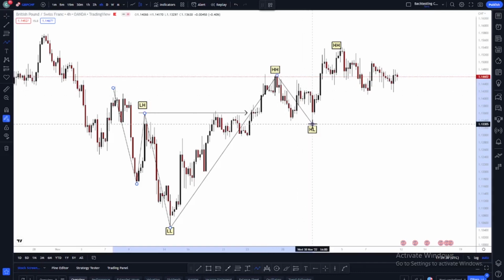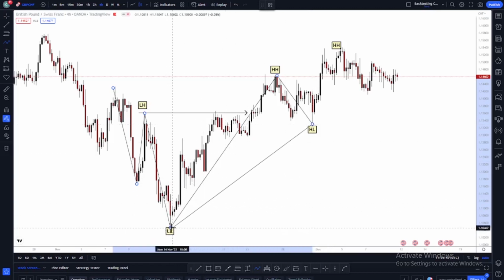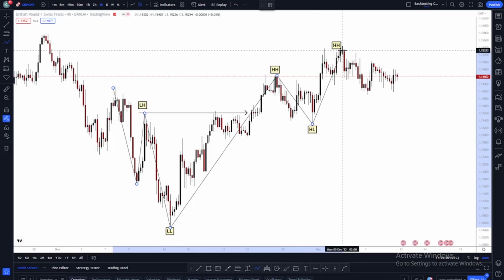Why do I call this a higher low? Because this low is higher than that of this low right here. So this becomes our new higher low. So after price creates this new higher low, what does it do? It rallies back up again and creates a new higher high. Why do I say this is a new higher high? Because this high is higher than that of this high.